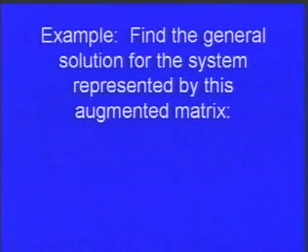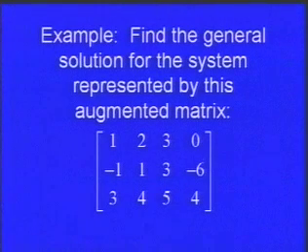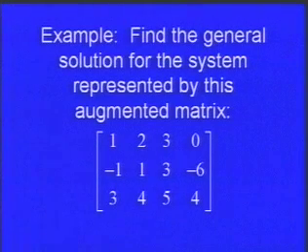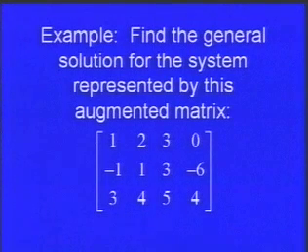Okay, for example, find the general solution for the system represented by this augmented matrix. First row is 1, 2, 3, 0. Second row is negative 1, 1, 3, negative 6. Third row is 3, 4, 5, 4. Okay, I just want to start Gauss-Jordan elimination on this.